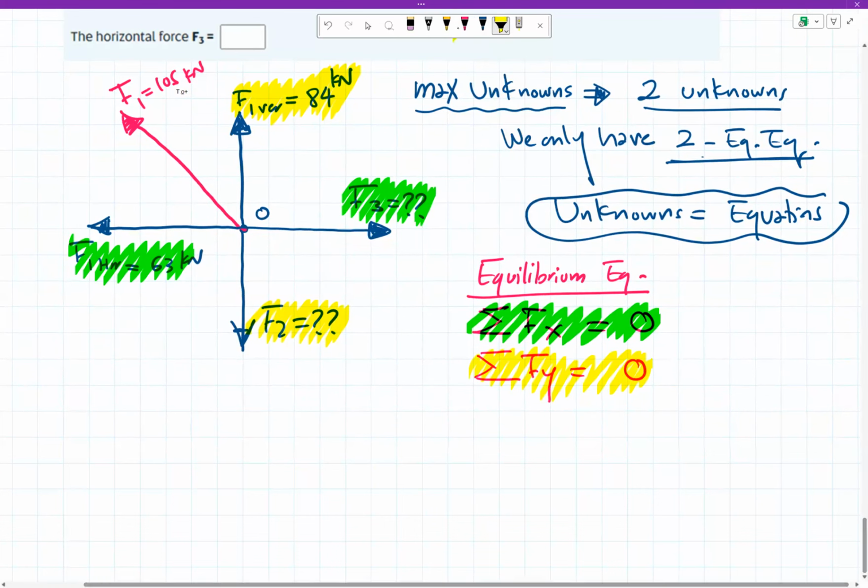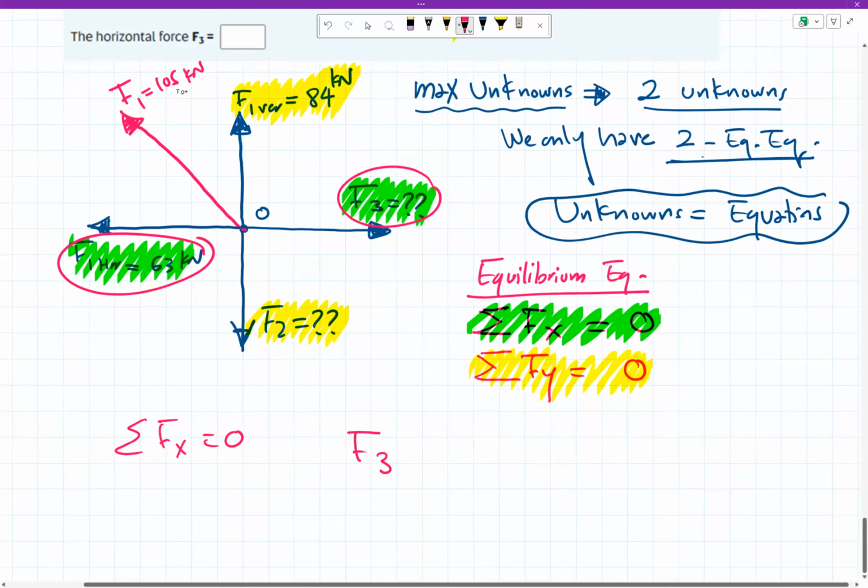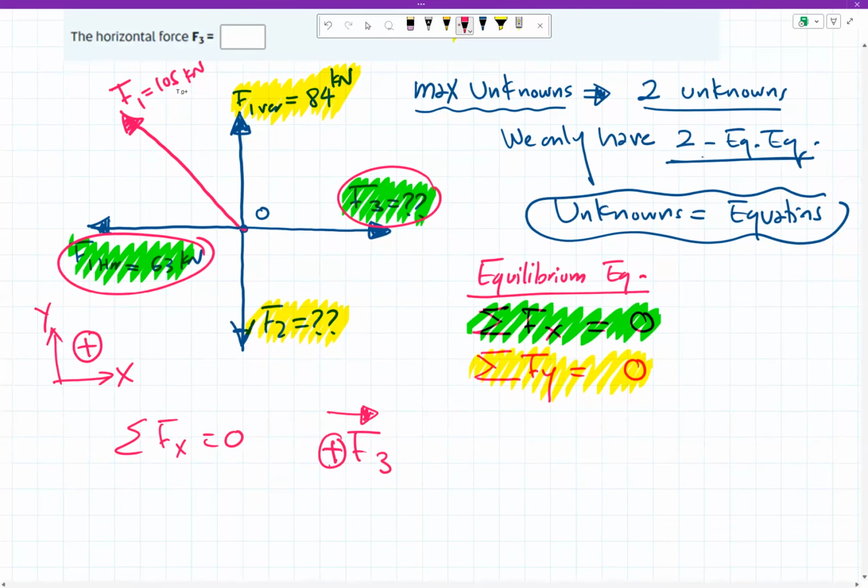So if we start with summation Fx equal to 0, what forces in x? F3 and F1 horizontal. If I apply the formula, it will be the sum of the two forces, so F1 horizontal plus F3. Why positive? Because it is to the right. I remind you with the direction again: this is the positive sign for x and y. So if the force in x is to the right, it is positive.